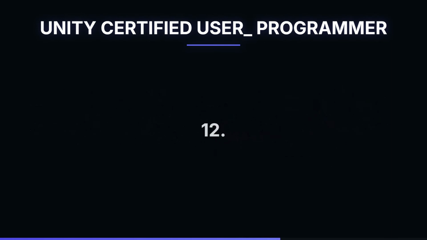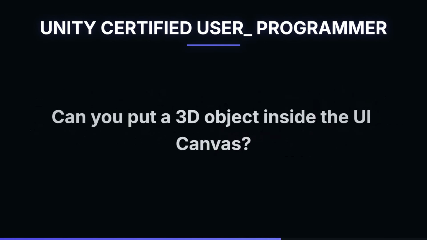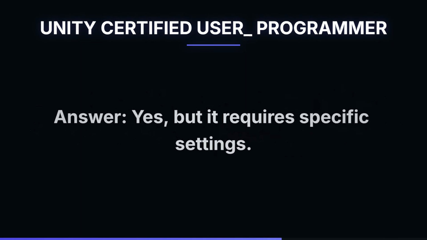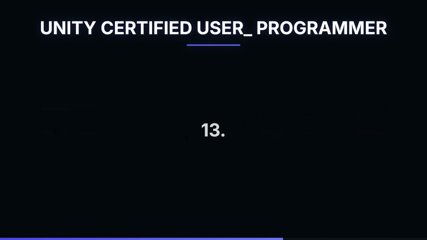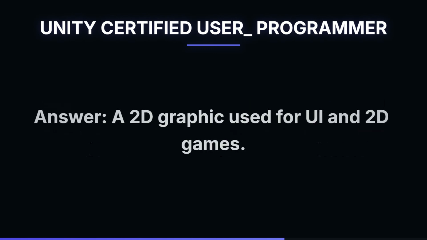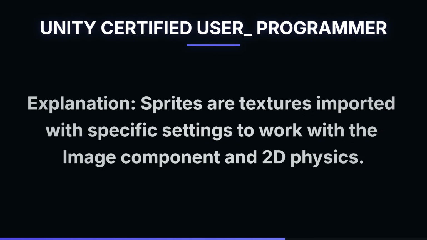12. Can you put a 3D object inside the UI canvas? Answer: yes, but it requires specific settings. Explanation: while possible, standard UI elements are 2D, and mixing 3D requires rendering cameras or special shaders. 13. What is a sprite? Answer: a 2D graphic used for UI and 2D games. Explanation: sprites are textures imported with specific settings to work with the image component and 2D physics.